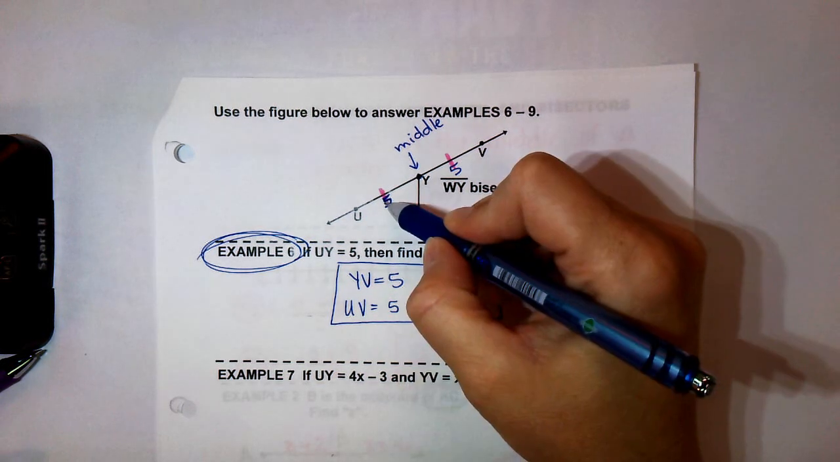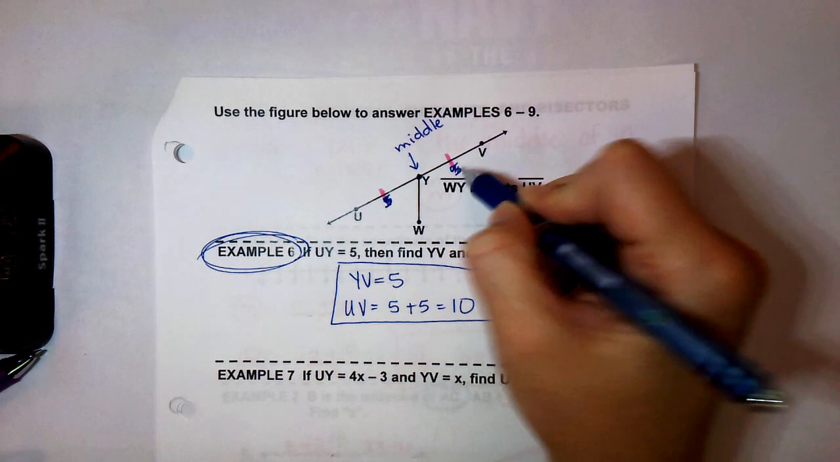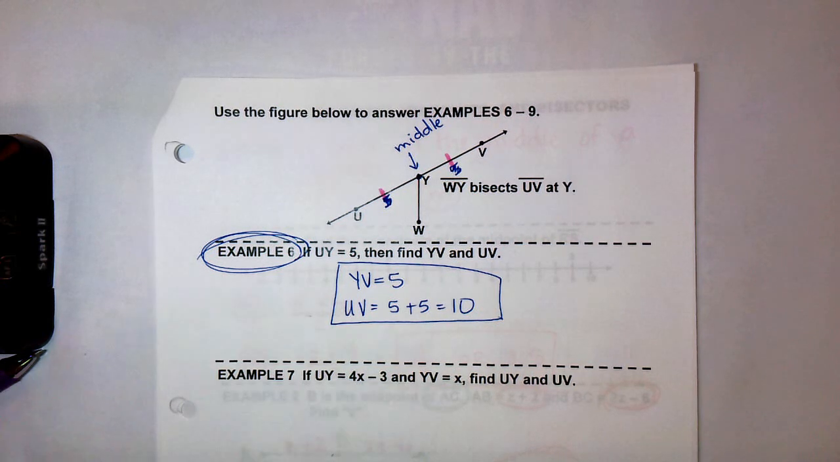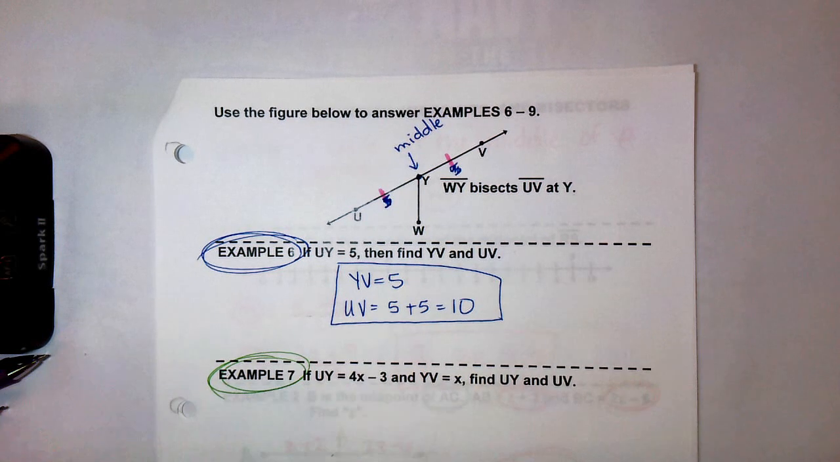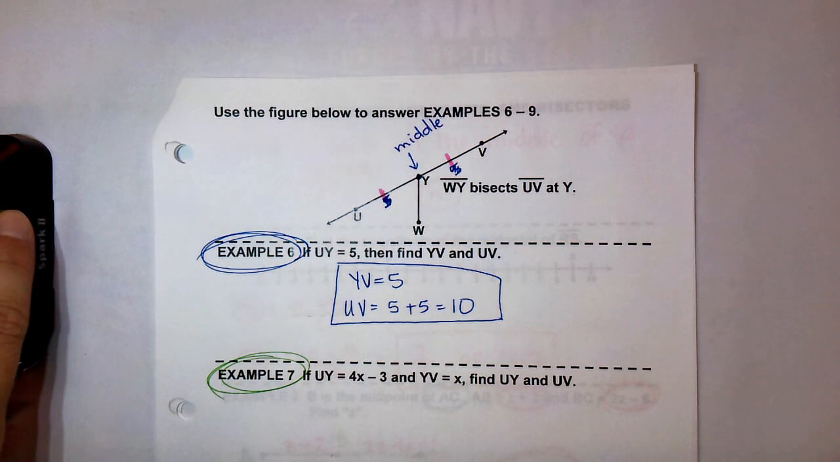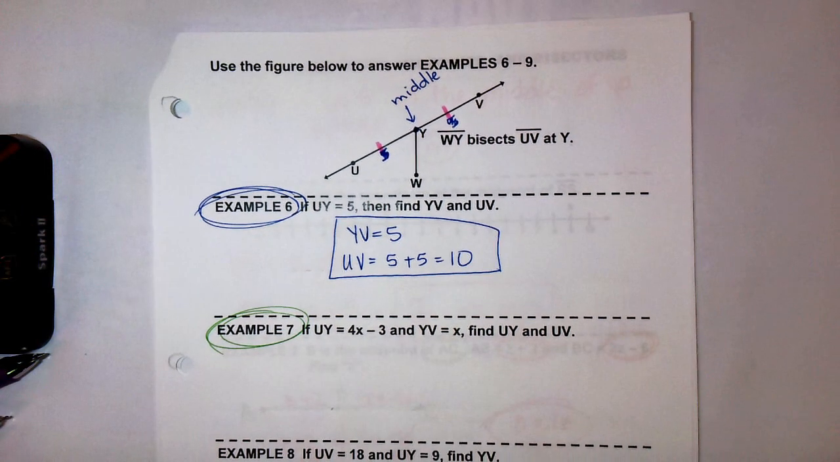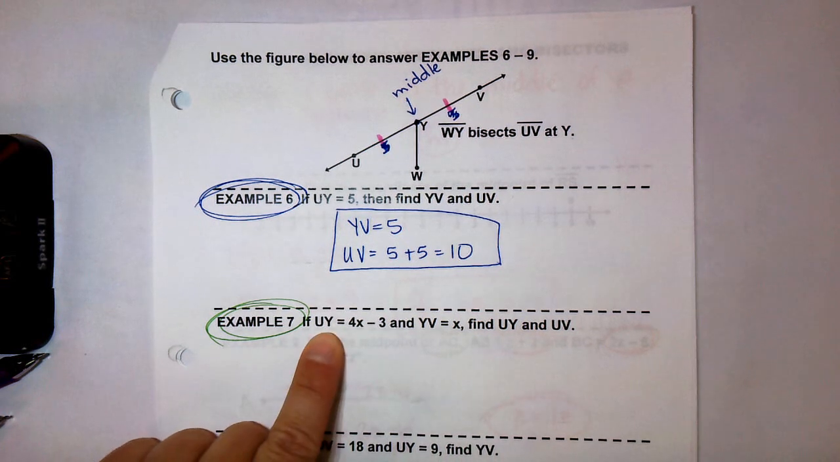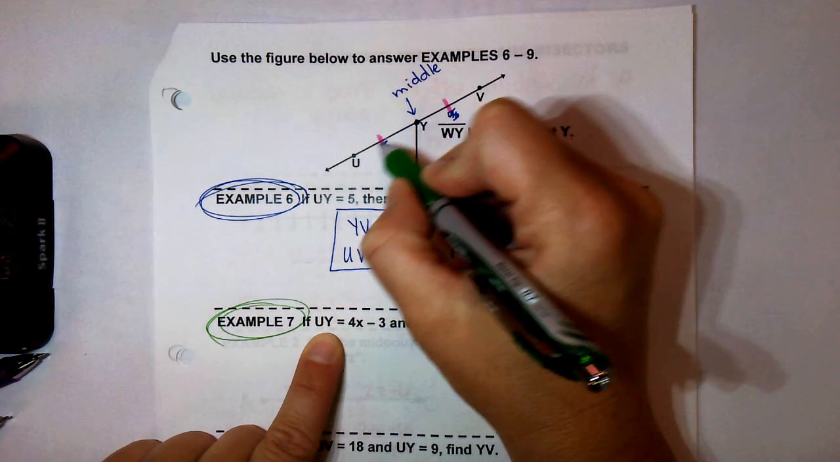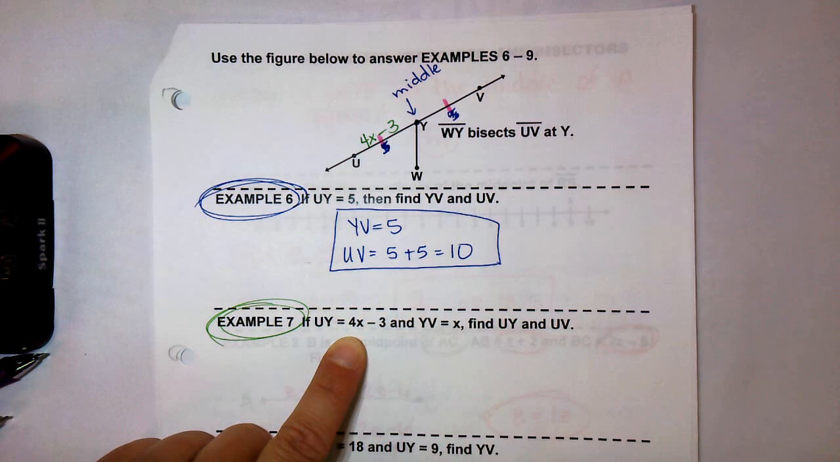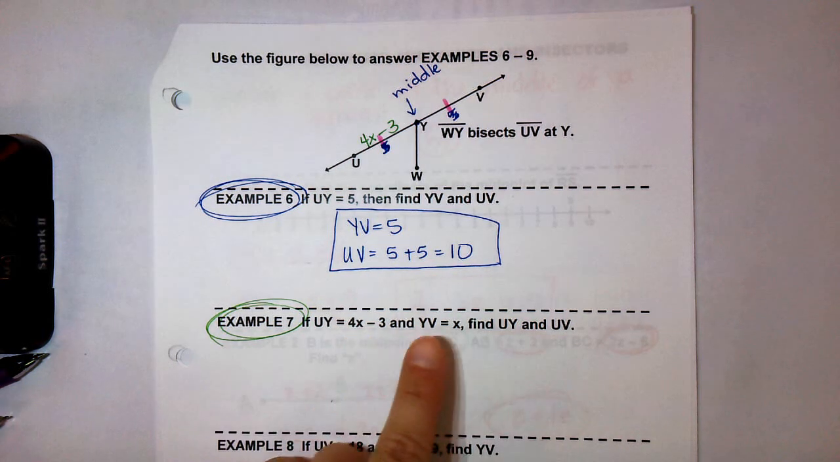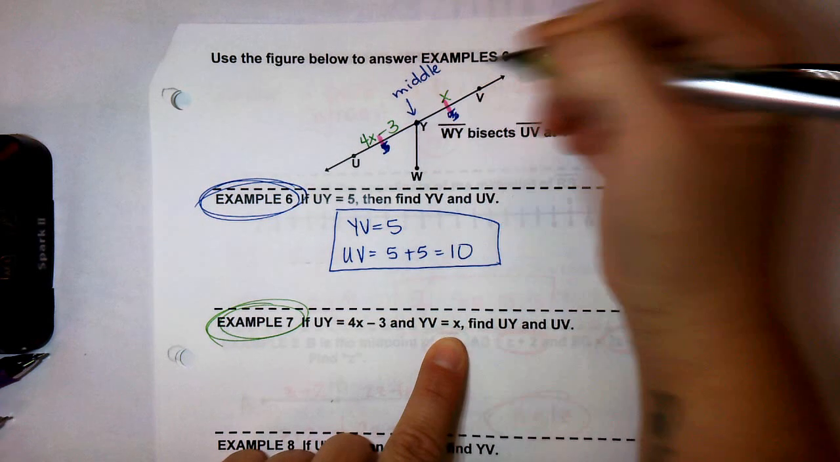Now, these numbers no longer exist because we're moving to 7. I'm going to do it in green. And I'm going to try to zoom out a bit. Okay. Now, on this one, UY. So the left side is now 4x minus 3. And the right side is x.